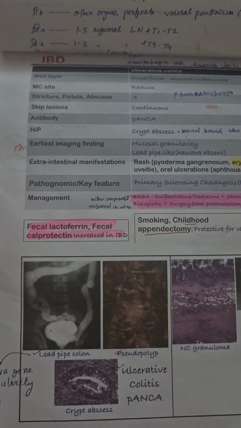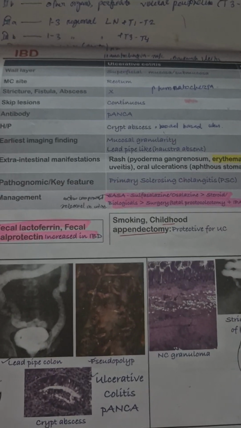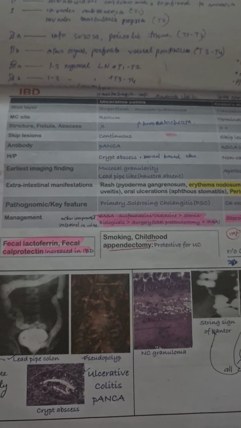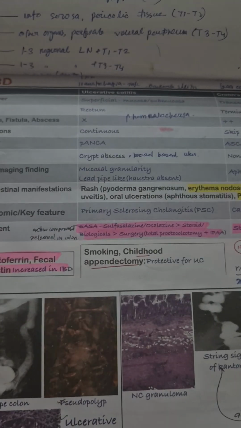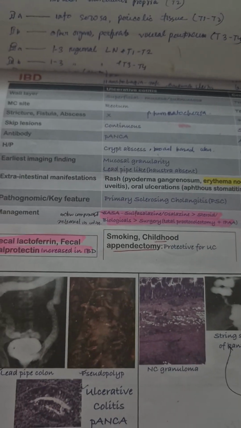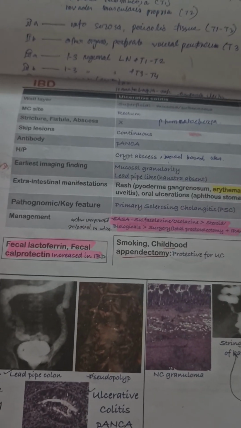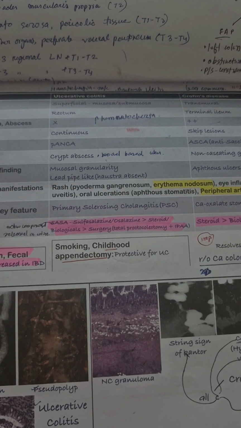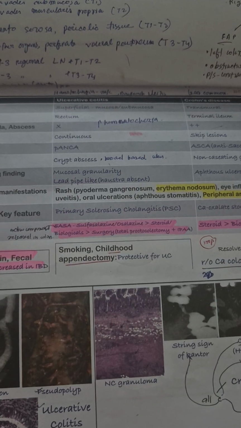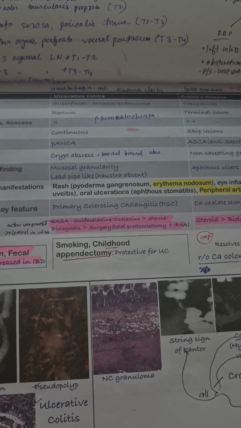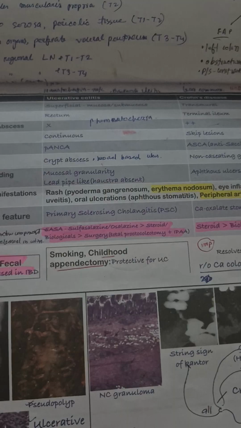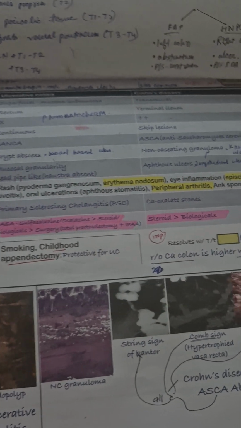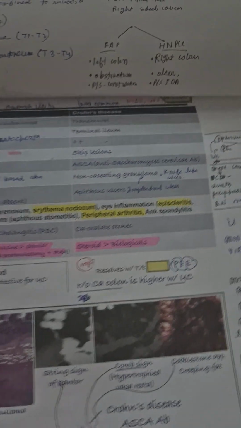Then IBD markers: lactoferrin and fecal calprotectin are increased in IBD. Okay, then treatment of ulcerative colitis: first we will give 5-ASA or sulfasalazine. If not improved, steroid or biological. If not, total proctocolectomy plus IPAA, which is also done for FAP prophylactically.